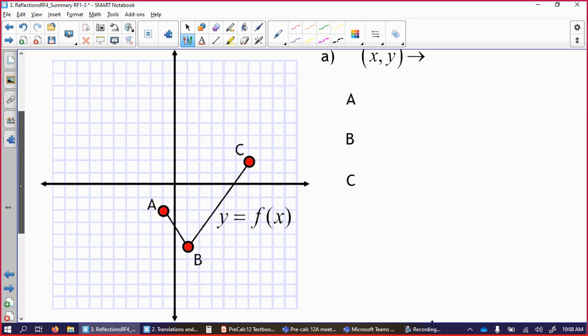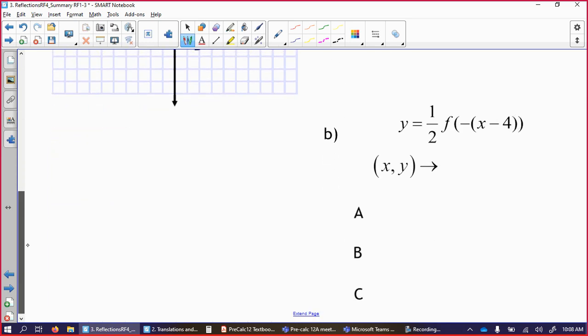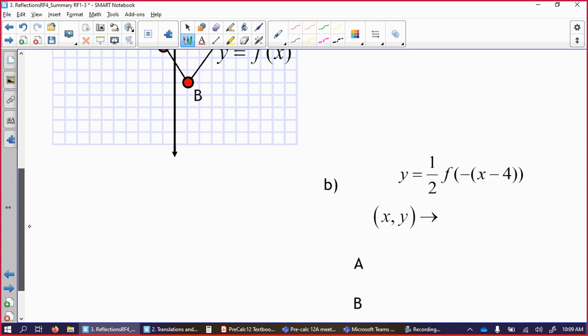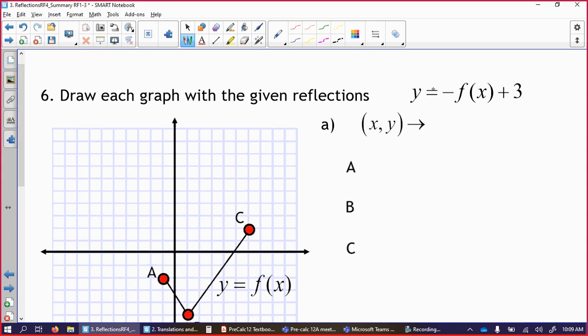Draw the graph. It's the same sort of thing. If y equals negative f of x plus 3, the mapping rule: there's nothing inside the brackets, so x goes to x. We're going to go to negative y plus 3 as our mapping rule. So point A is 1 and negative 2. B is, sorry, negative 1 and negative 2.